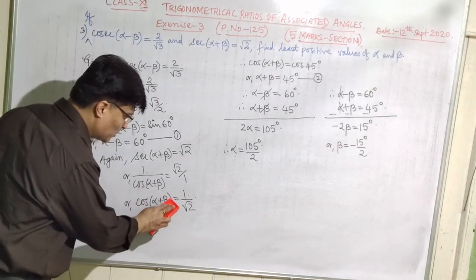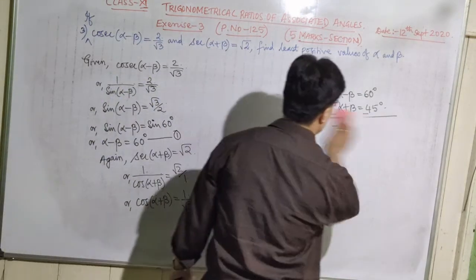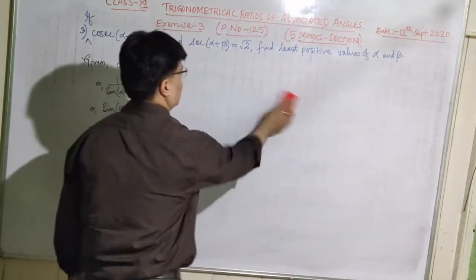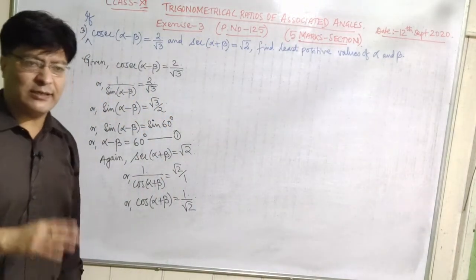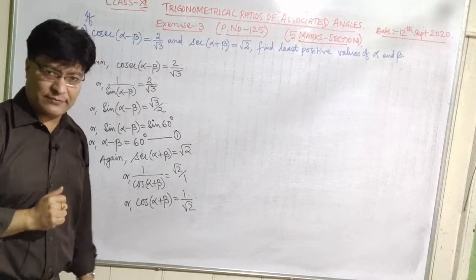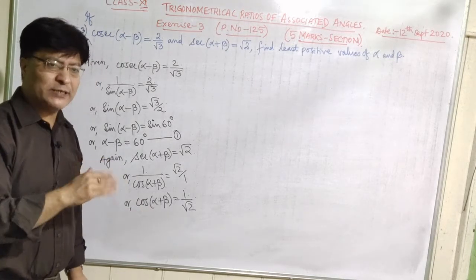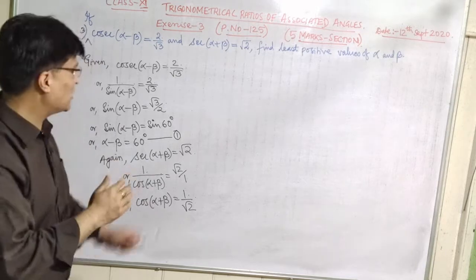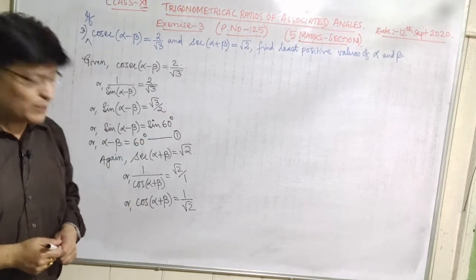Cos(alpha plus beta) is equal to 1 by root 2. But this should not be 45 degree. It should be more than 60 degree. So 45 degree is less than 60 degree. That's why we are getting beta as negative. So you should get the angle here, alpha plus beta is equal to some angle, which should be more than 60 degree in order to get the positive values of alpha and beta.